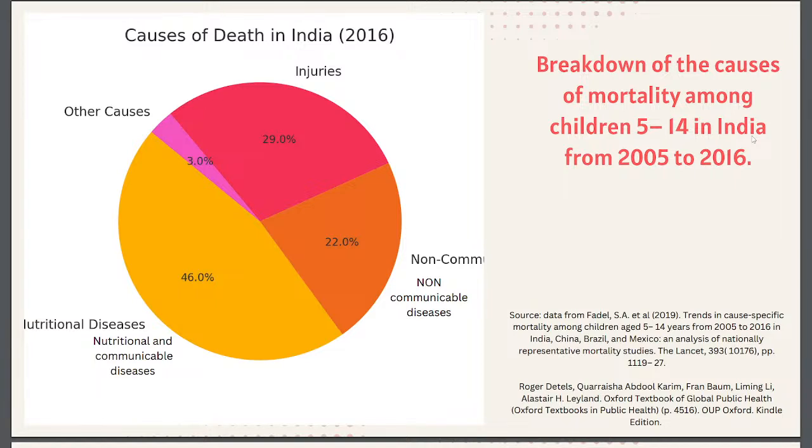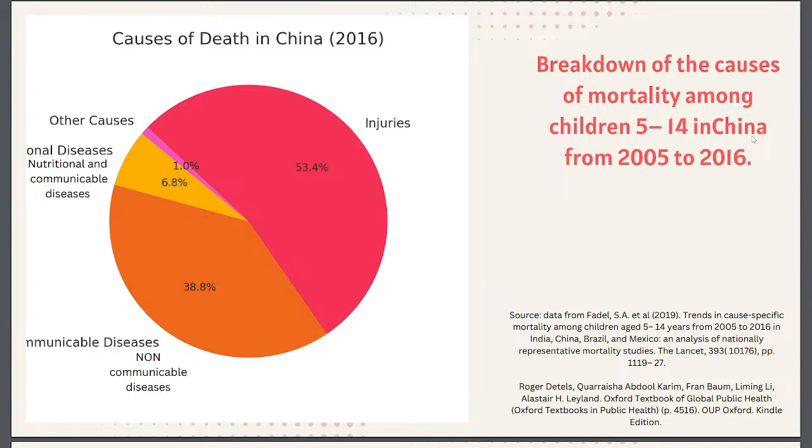So like we always say, even as in adults, similarly in children we are having the double burden of diseases. We have not been able to manage the communicable causes of mortality, but we are now having children dying because of non-communicable diseases in the age group of 5 to 14 years in India also, and injuries are also a very important subset of causes of mortality in this age group. For China, again injuries is the major one, about 53.4, followed by non-communicable diseases, followed by nutritional and communicable and other causes.